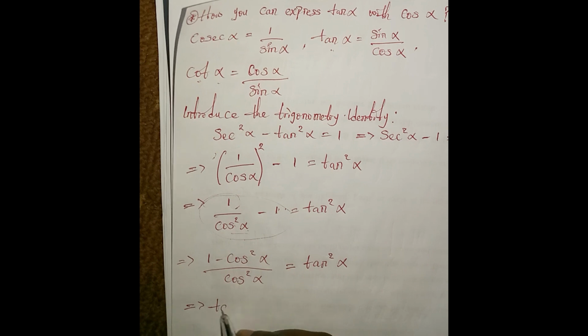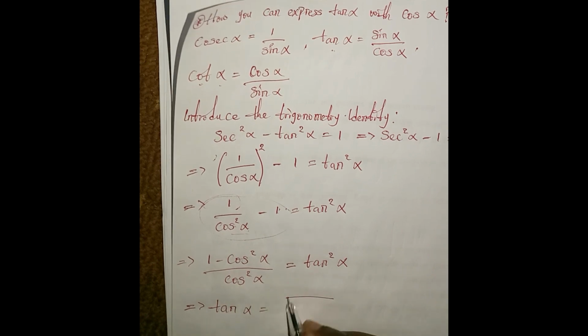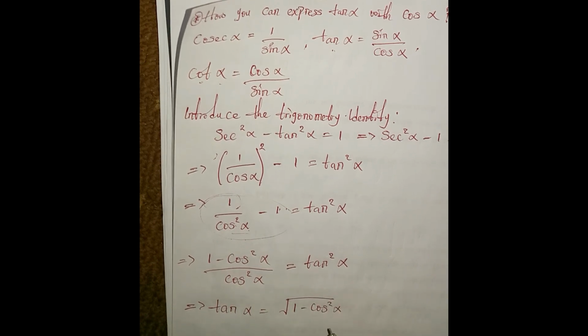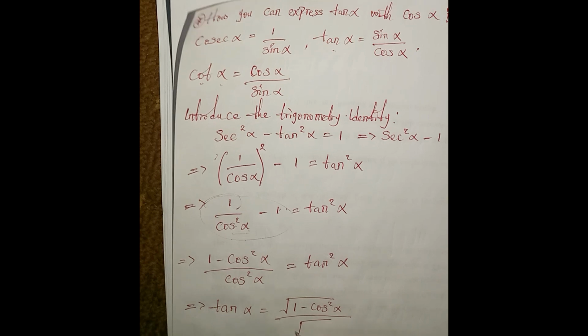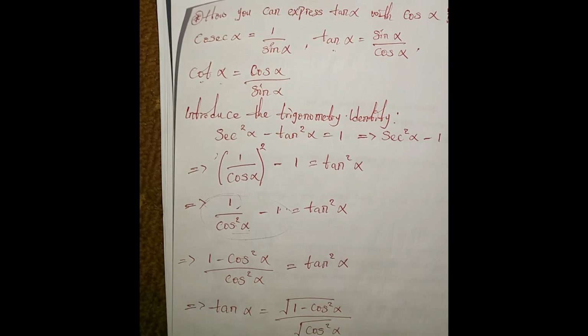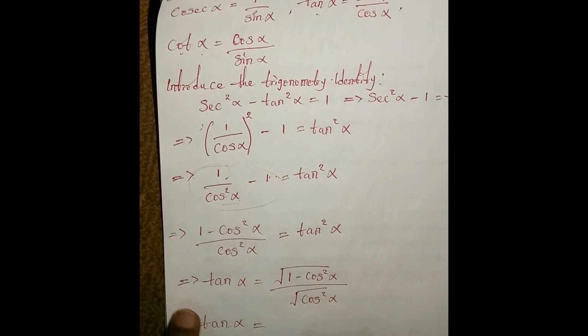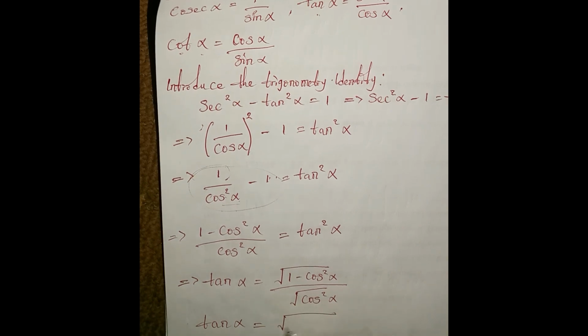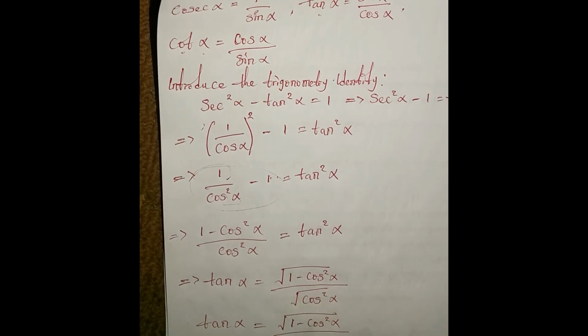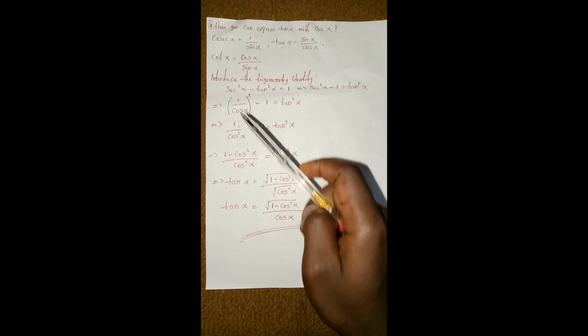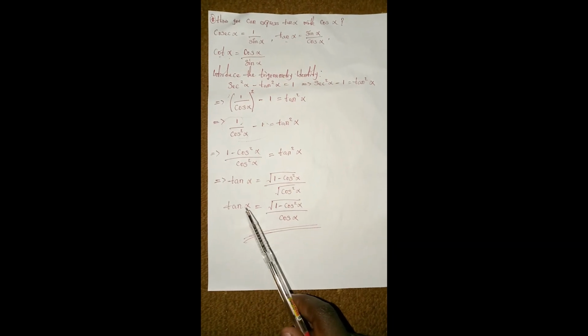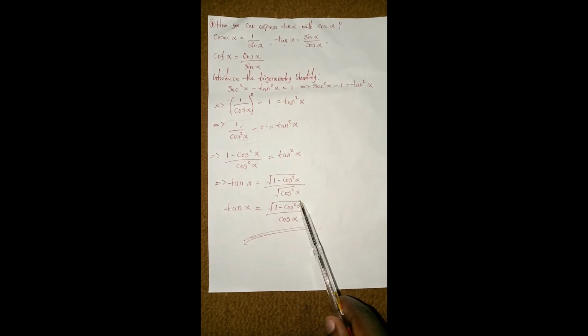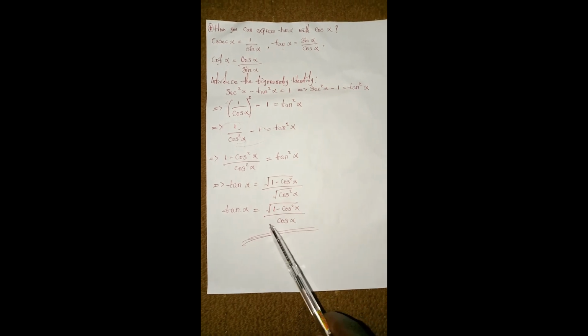Square rooting both sides, we end up having tan alpha is equal to the square root of 1 minus cos square alpha all over the square root of cos square alpha. Definitely, you know that you can cancel the square root of the denominator, then we'll end up having the square root of 1 minus cos square alpha all over cos alpha. Therefore, we can finally see that we've been able to express tan alpha to be equal to the square root of 1 minus cos square alpha all over cos alpha.